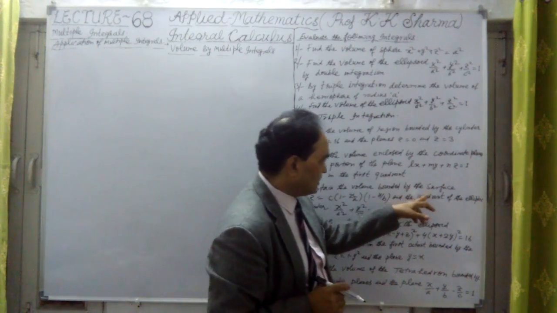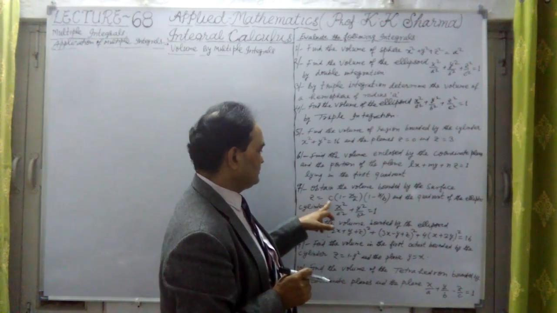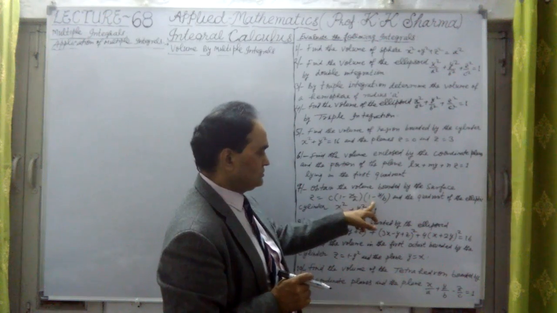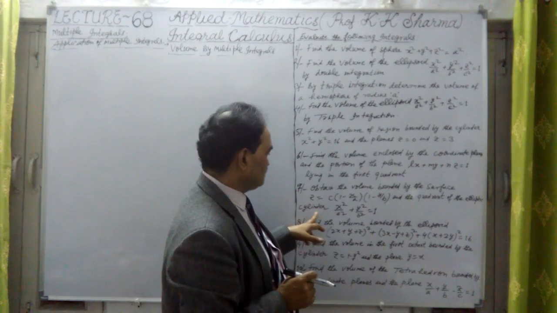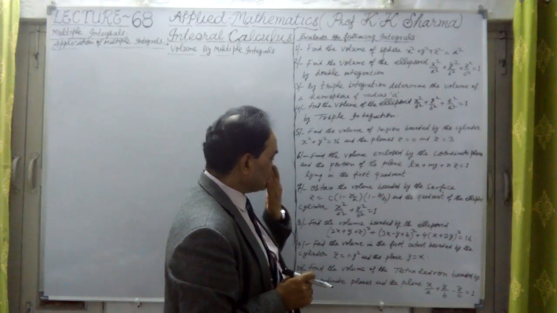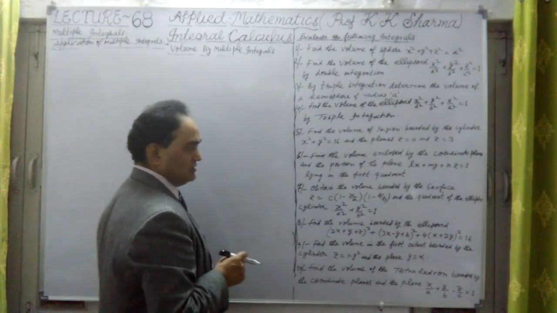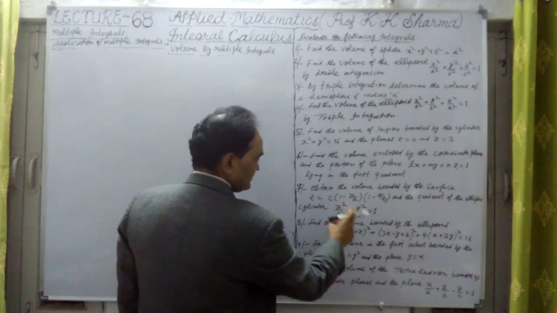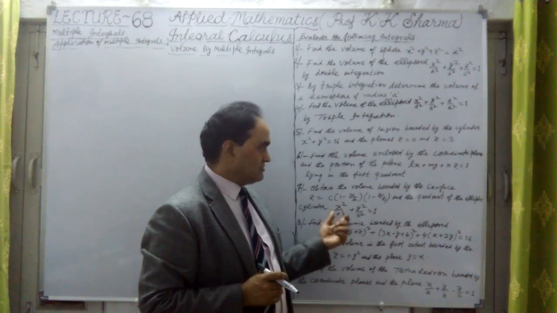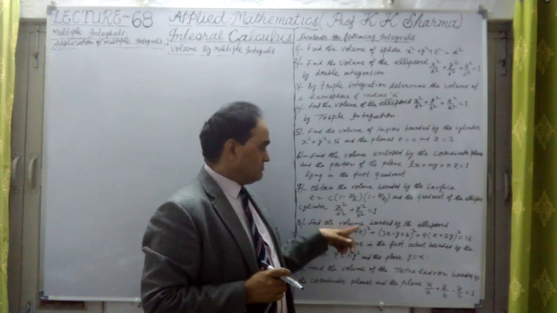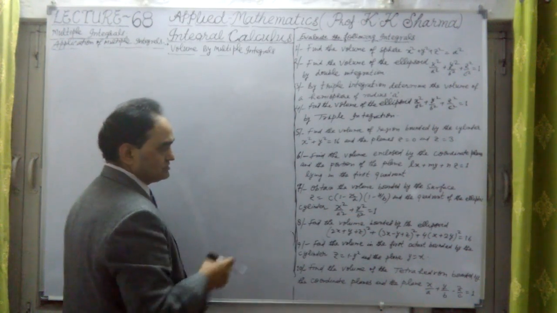Obtain the volume bounded by the surface z equal to c into 1 minus x upon a into 1 minus y upon b, and the quadrant of the elliptic cylinder x square upon a square plus y square upon b square equal to 1. Yes, elliptic cylinder. Here z is the axis of this cylinder. The elliptic cylinder has this equation, but the z axis is the axis of the cylinder.